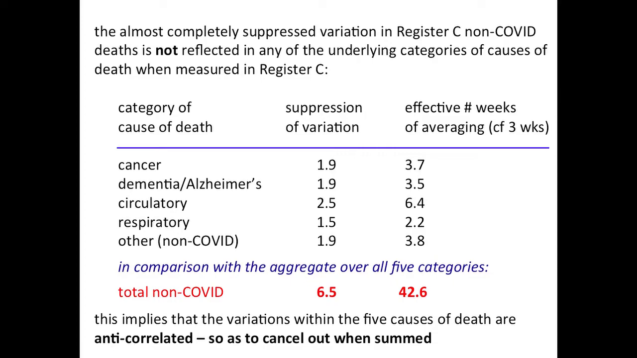So the only way to understand this is actually that the deaths that are occurring in these different categories, when registered in this register, are not independent of one another. They must be anti-correlated. Sort of one of them has a peak over a particular period, another must have a dip, so that when you add them together you get this perfectly straight line. And of course this really has one scratching one's head.